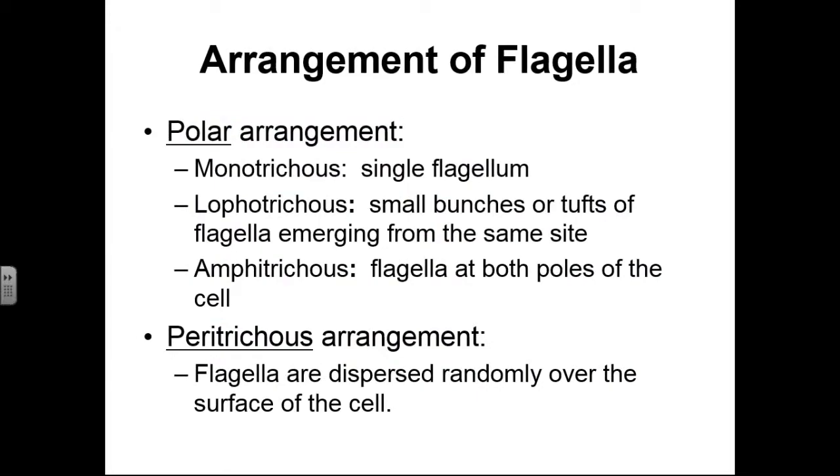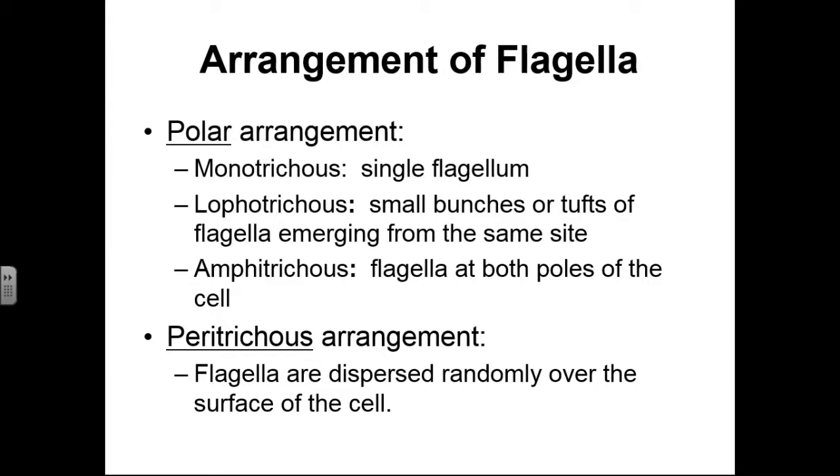Depending on where the flagella is arranged or attached and how many flagella there are, we have some different terminology for their arrangement. When we say polar arrangement, I mean that all of the flagella are located on an end of the cell. If we have one flagella on one end of the cell, it's going to be a monotrichous arrangement. If we have a bunch of flagella all stuck on the same end of the cell, it's a lophotrichous arrangement. And then if we have flagella on opposite poles or opposite ends of the cell, we have an amphitrichous arrangement.